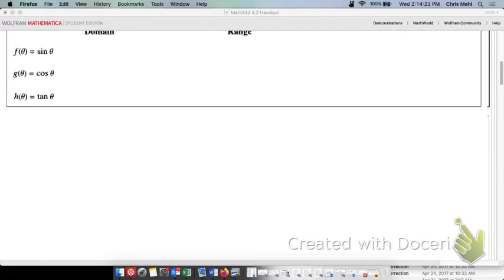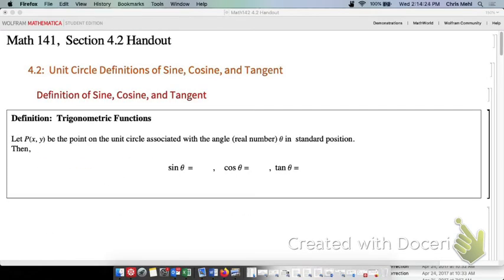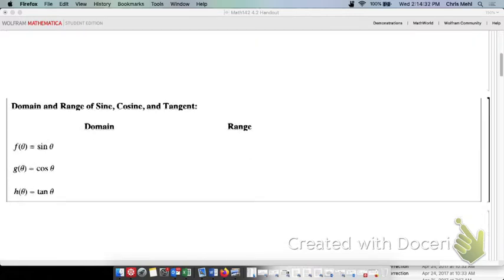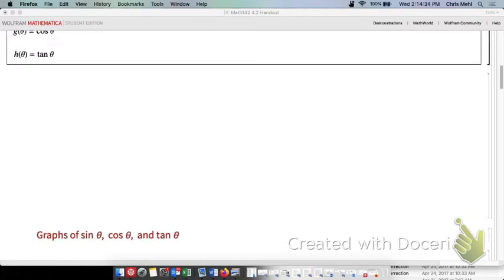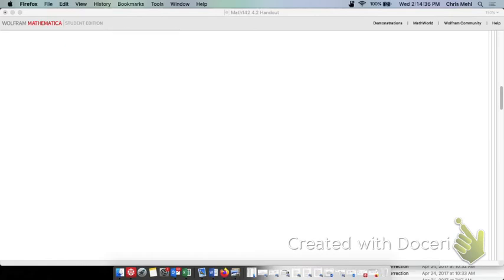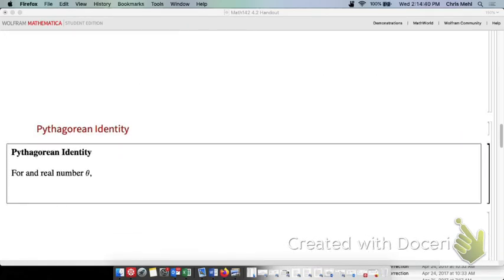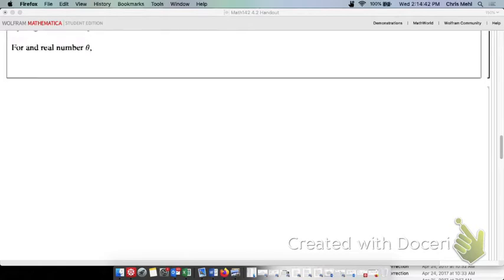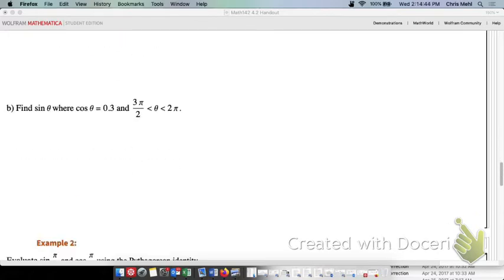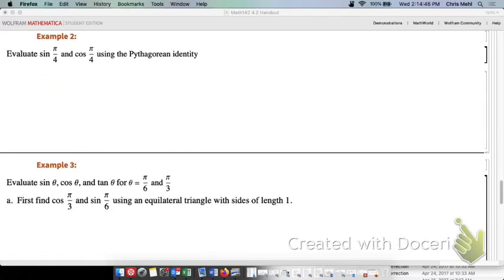So remember, this is the section on unit circle definitions of sine, cosine, and tangent. In part 1 of the video, we defined sine, cosine, and tangent using the unit circle. We found their domains and ranges. We sketched graphs of those functions. I talked about the even-odd identities. We'll use those shortly. We talked about the Pythagorean identity and did a few examples. And I left off with example 2.